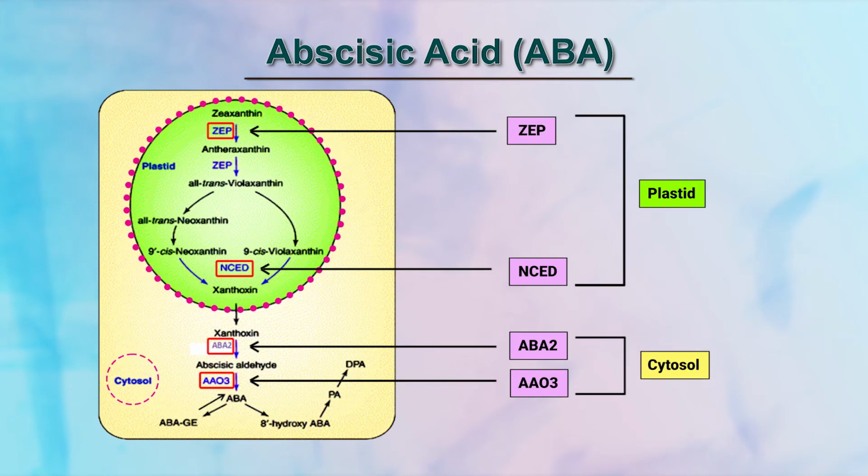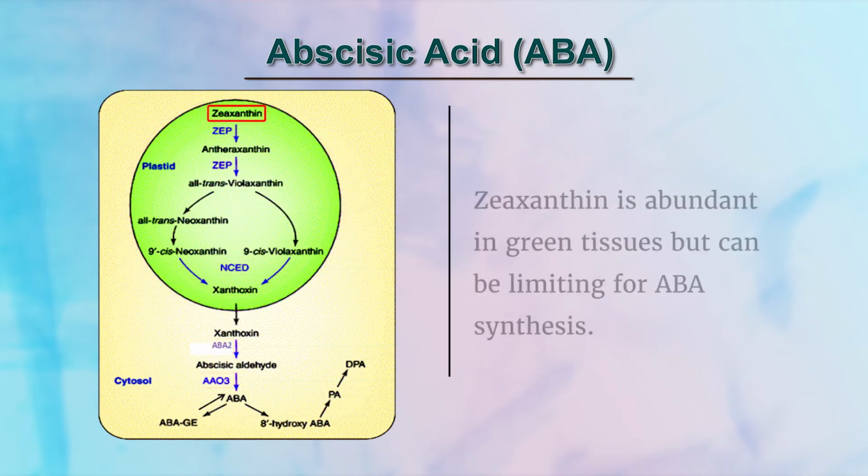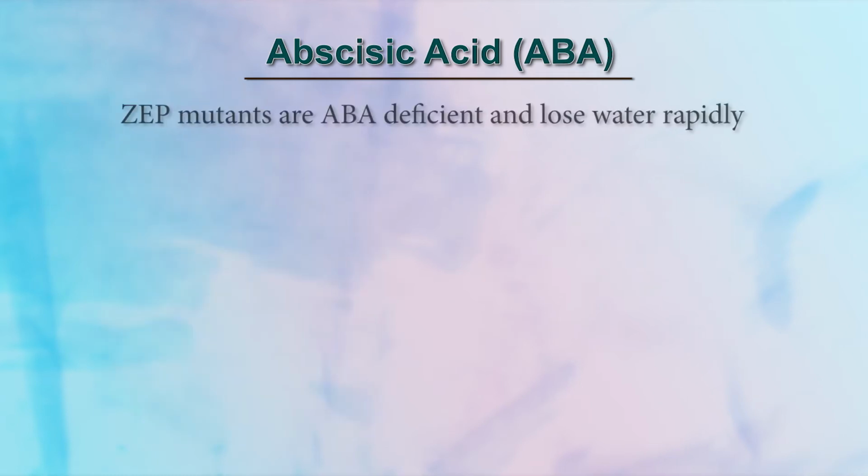Several stereoisomers are possible for ABA, where the S-cis ABA is the naturally occurring active form. Now, the precursor zeaxanthin is present within any green tissue, but it can be limiting during synthesis in roots. Root is the primary site of biosynthesis of ABA. Now, ZEP loss of function mutants are deficient in ABA.